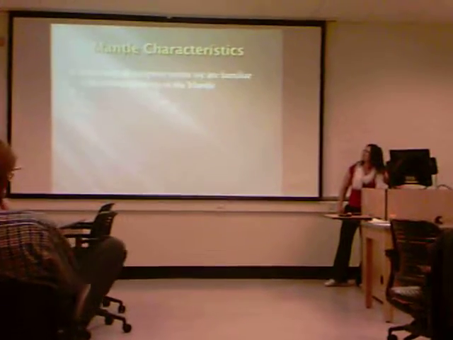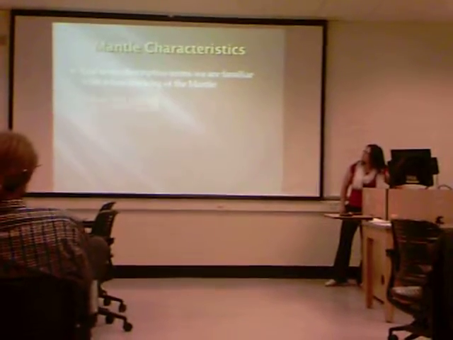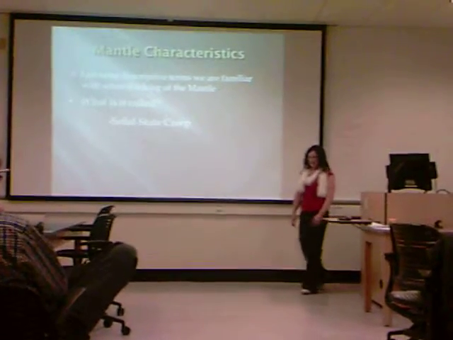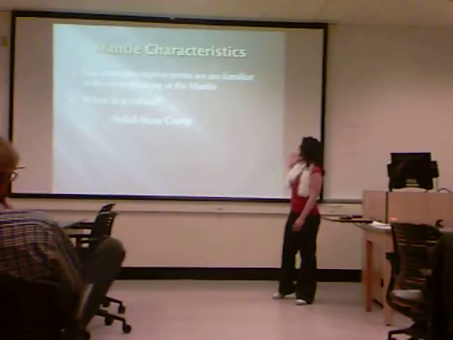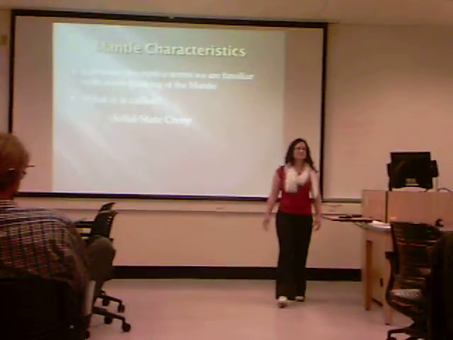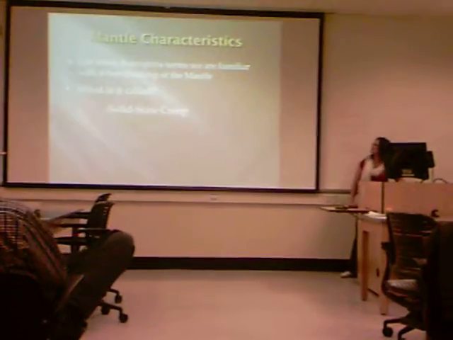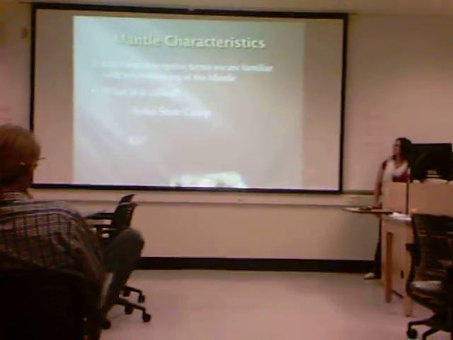We kind of discussed some of the mantle characteristics, the plastic and the liquid. So what is it called if it is a solid but it has some liquid or plastic-like tendencies? They call it a solid state creep. Oh, thank you. So what does that mean?